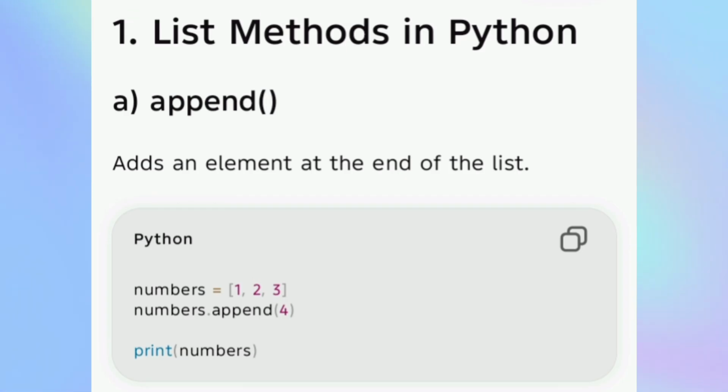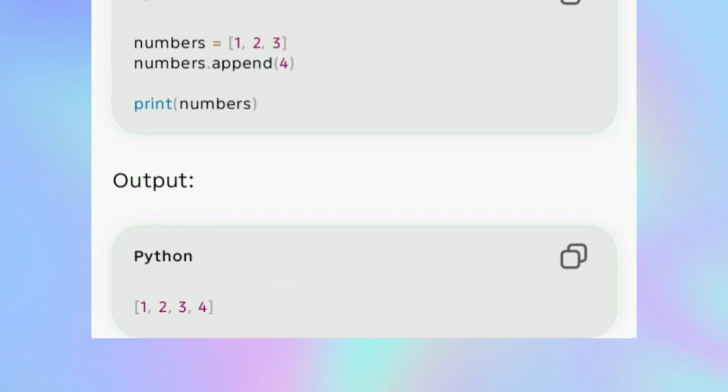List method in Python: append adds an element at the end of the list. numbers = [1, 2, 3], numbers.append(4), print(numbers). Let's see the output. 1 2 3 4.